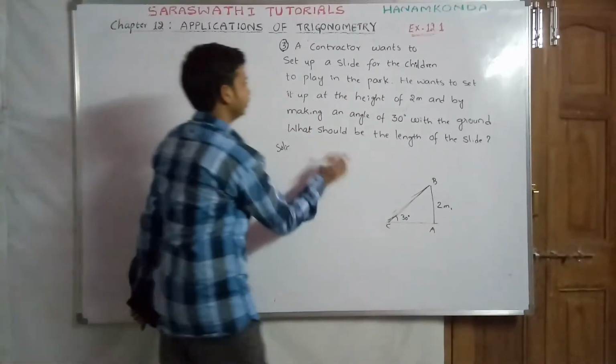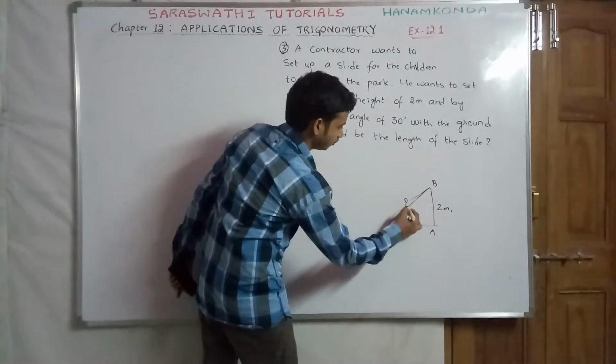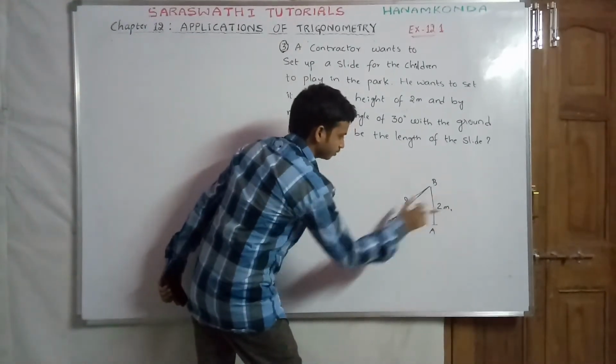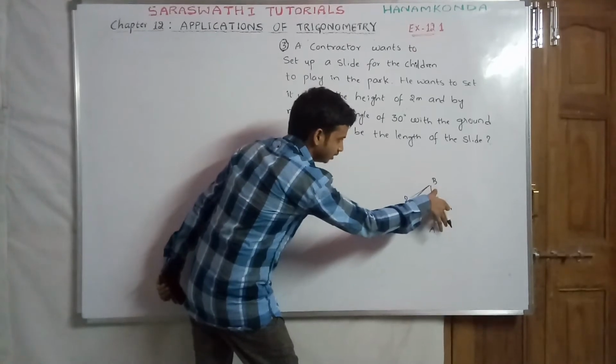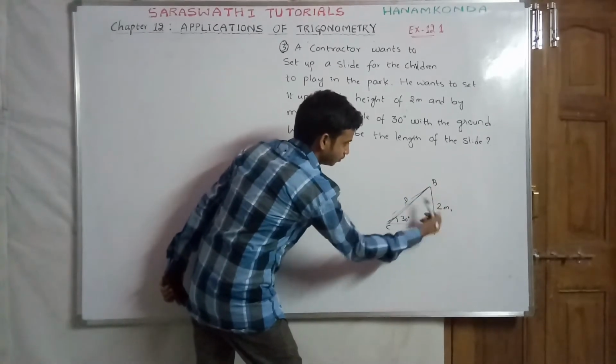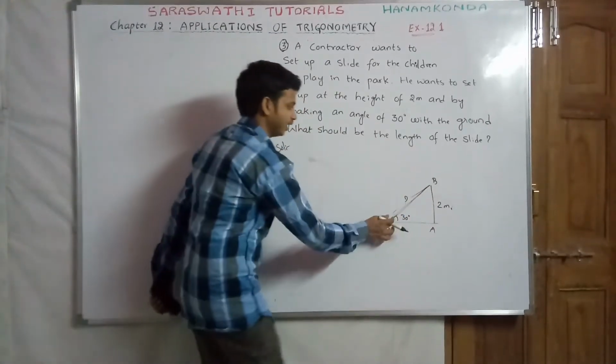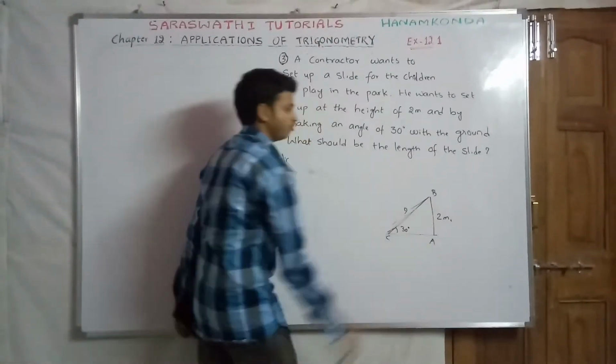So what should be the length of the slide? We have to find the length of this slide BC. Here, the side opposite to the 30 degrees is AB, whose length is given. So opposite by hypotenuse. That means if we apply sine here, we can find the value of BC.